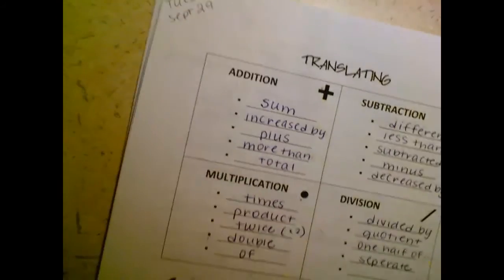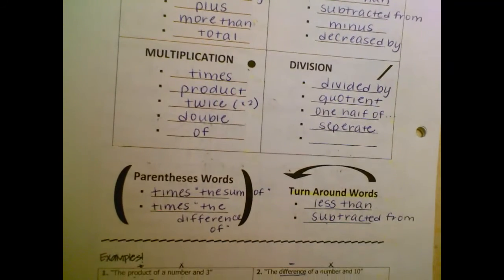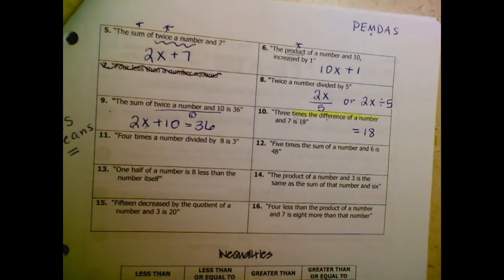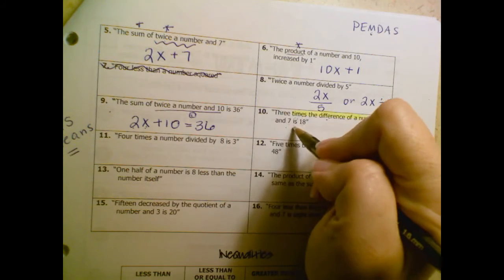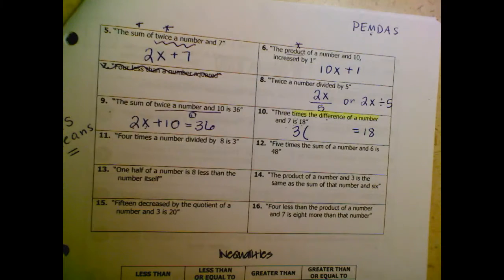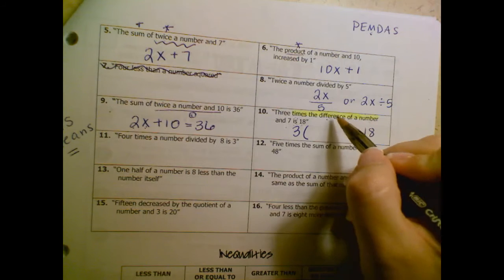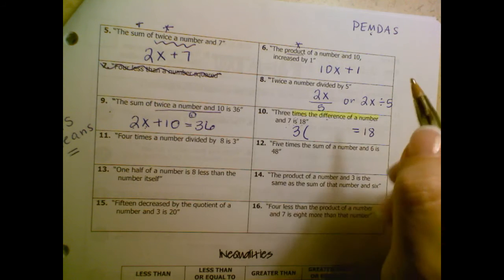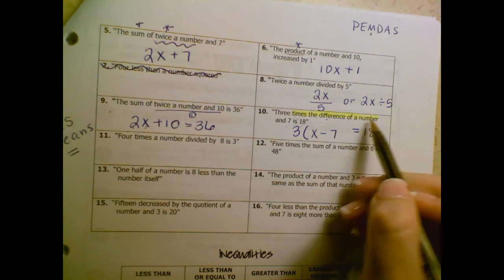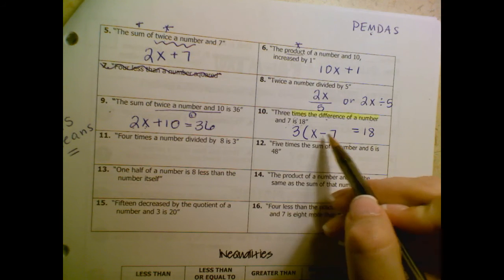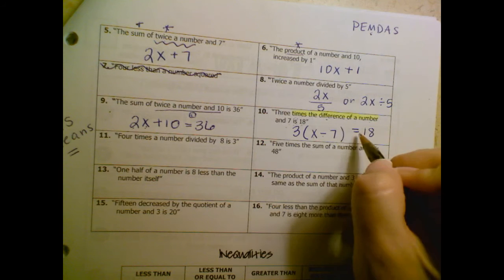If I go back to my reference sheet, times the difference of a number means that I'm going to be using parentheses. So 3 times, 3 would go on the outside of the parentheses. The parentheses itself means times the difference of a number and 7. Difference of a number, difference means subtract, and 7 is 18.